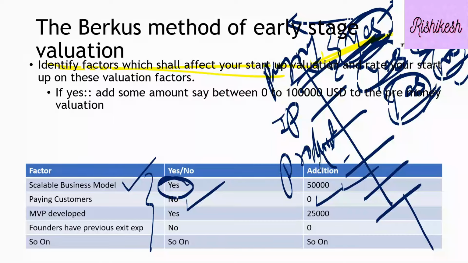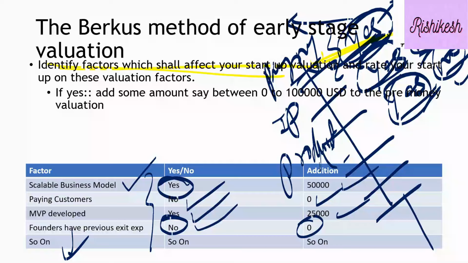MVP developed, that is, a minimum viable product has been developed. Yes, it is developed, so you add $25,000 over here. Founders have previous exit experience, meaning founders have done a startup and then exited as well, so they have experience in establishing and exiting a startup. If they have no experience in that, the value is 0, and so on, right?